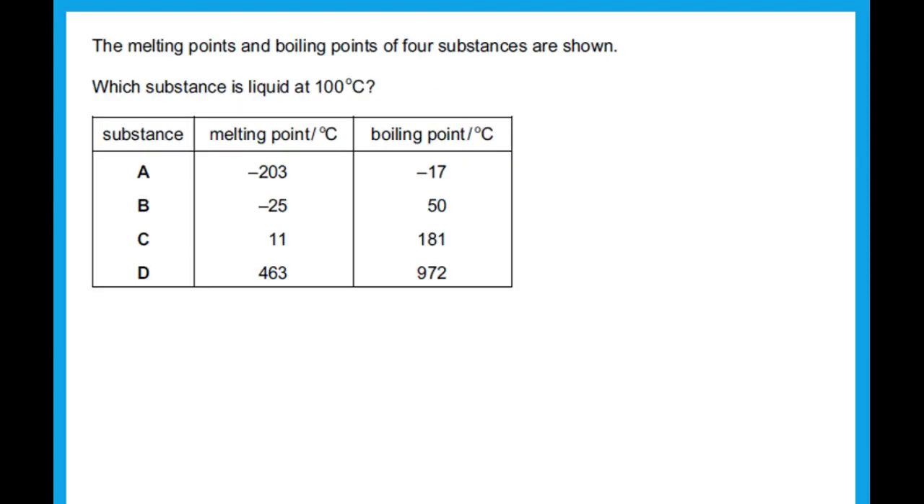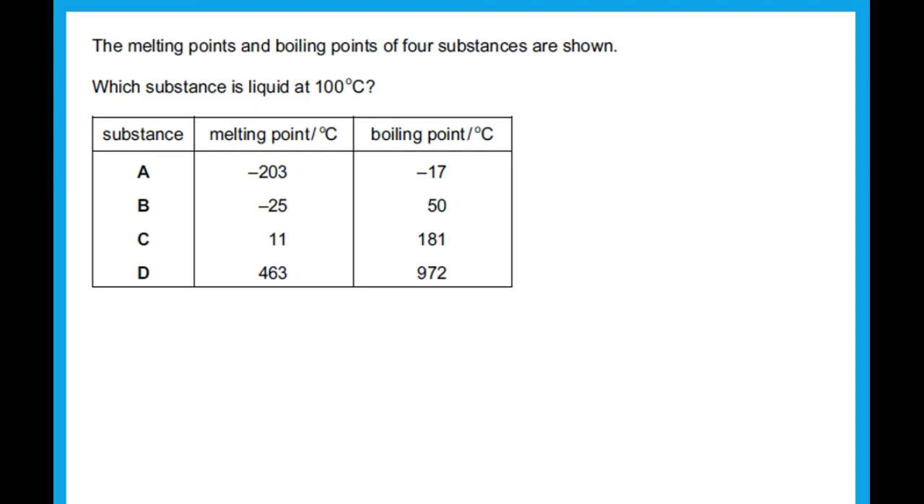Okay? Melting points and boiling points of 4 substances are shown. Which substance is a liquid at 100? Many people choose B, but B is something that has a melting point that is below room temperature and boiling point above room temperature, which is 20. So B is a liquid at room temperature, but it's not a liquid at 100 because its boiling point is 50. So by 100 it has already boiled, so it's actually gas.